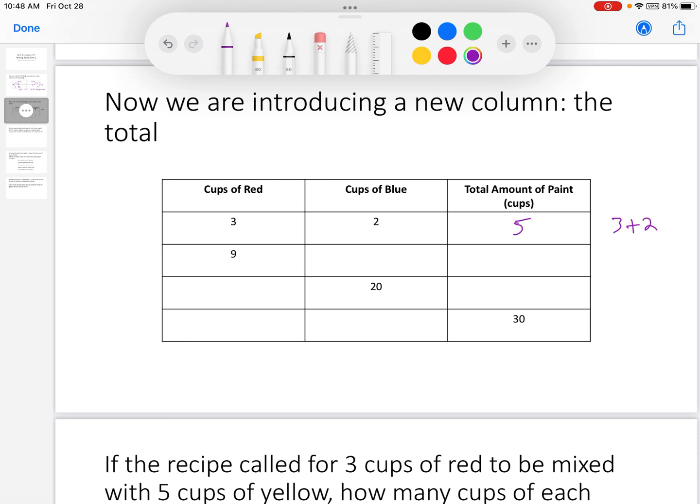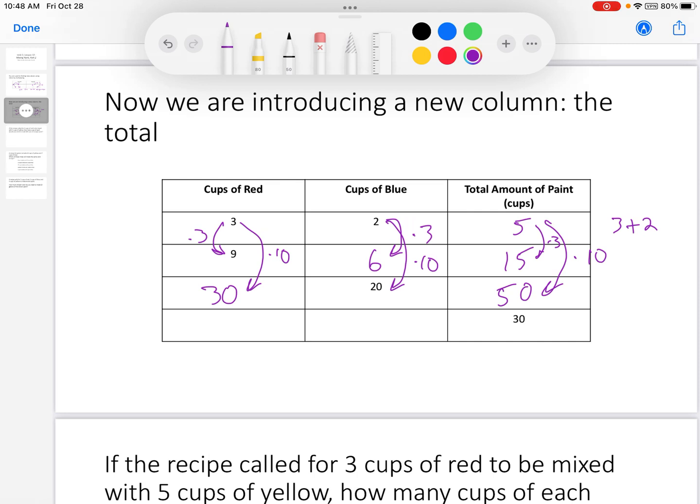Now, we'll still find our answers by multiplying. 3 times 3 is 9. 2 times 3 is 6. 9 plus 6 is 15. 2 times 10, so 3 times 10. 3 times 10 is 30. 30 plus 20 makes 50. Also notice that's 5 times 10. And this was 5 times 3.